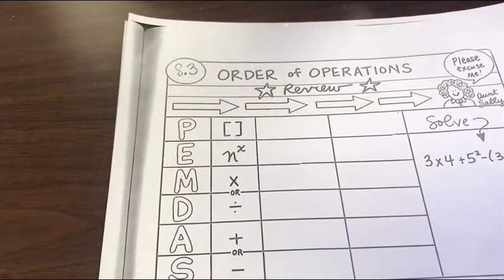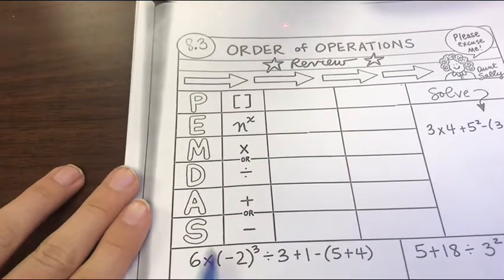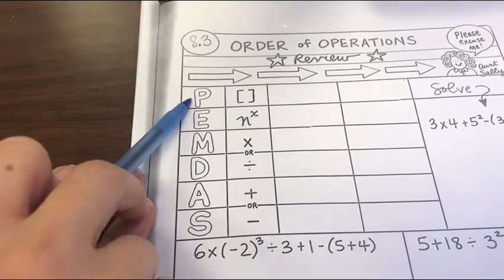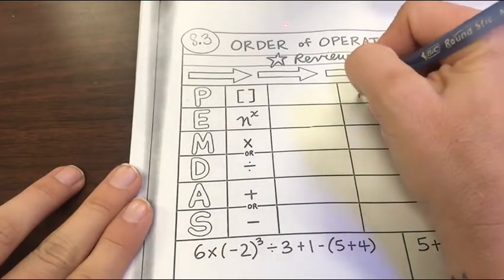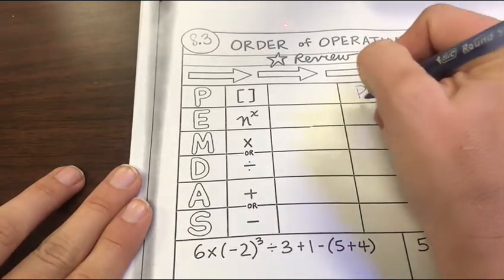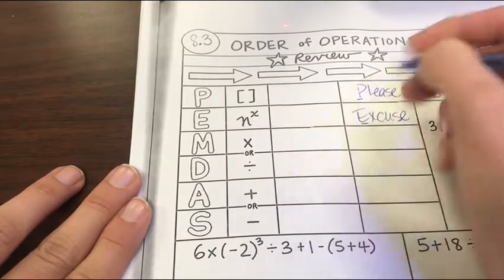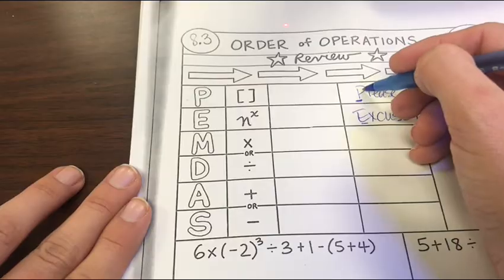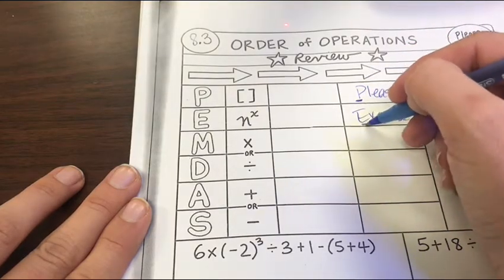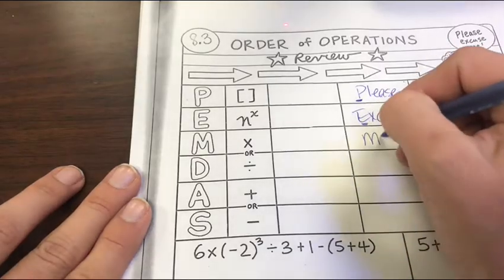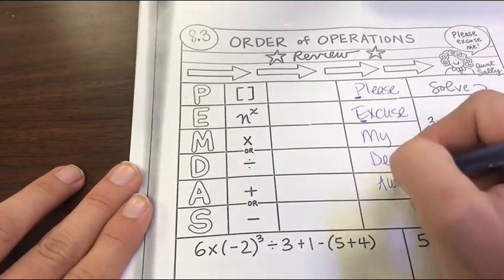Okay, order of operations. We're on page 67 in your journal. This is a review from last year. Some teachers will teach this as PEMDAS, and some teachers, to help you remember it, will say, please excuse my dear Aunt Sally. So the first letter of every word is, for please, it's parentheses. E is exponents. And then we have my dear Aunt Sally.